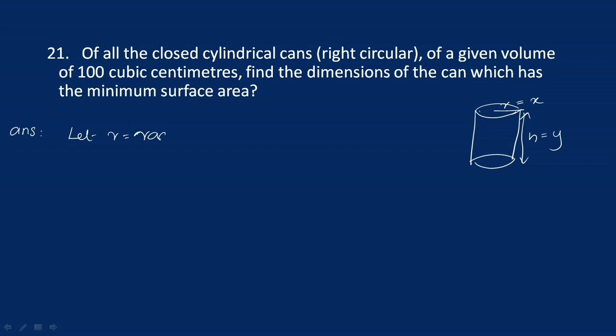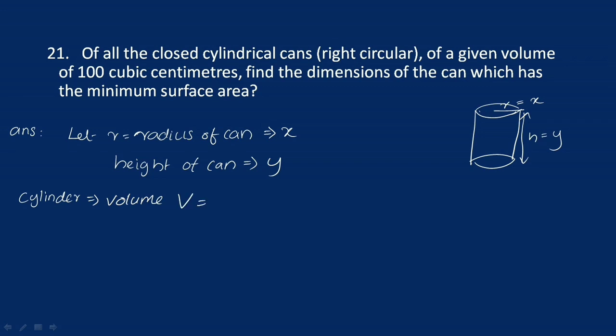So let us consider the radius of the circular can to be x, and the height of the can to be y. Now we are given that the volume is 100 cubic centimeters, that means V is equal to 100 cubic centimeters. And what is the equation of volume? That is pi r square h. Instead of r we have x and instead of h we have y, so we have pi x square y.